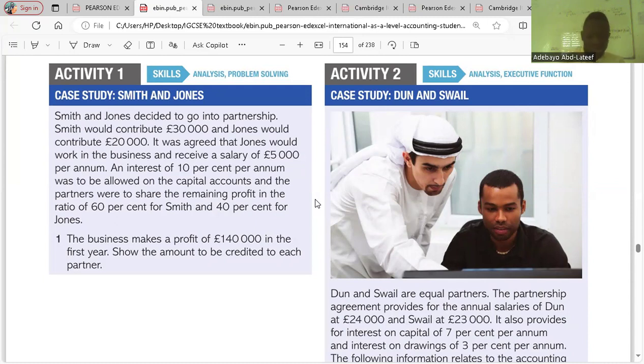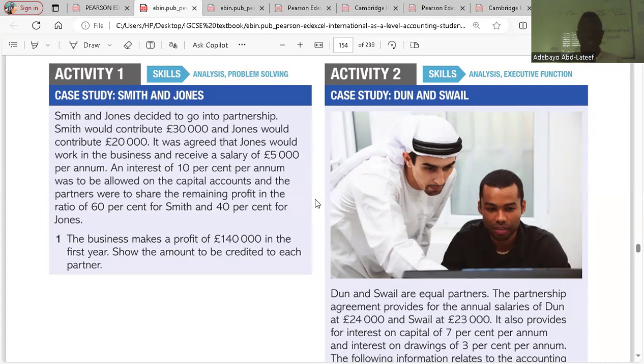So 87,000 will be the balance carried down for Smith, and 58,000 because we have 5,000 for salary. So the difference between the credit side and the debit side for Jones is 63,000 minus 5,000, which is 58,000. So the balance carried down for Smith is 87,000. The balance carried down for Jones is 58,000.